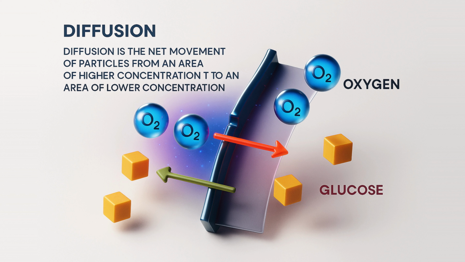As explained in a previous video, diffusion refers to the net movement of particles from an area where they are more concentrated to an area where they are less concentrated. For example, oxygen or glucose molecules often diffuse into a cell by moving down their concentration gradient. If you are not already familiar with diffusion, it would be very beneficial to watch that video first.